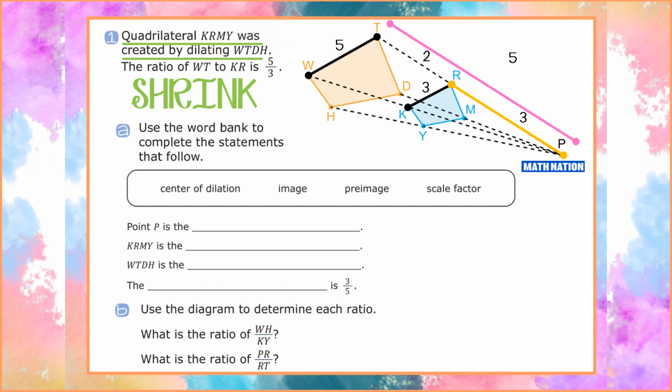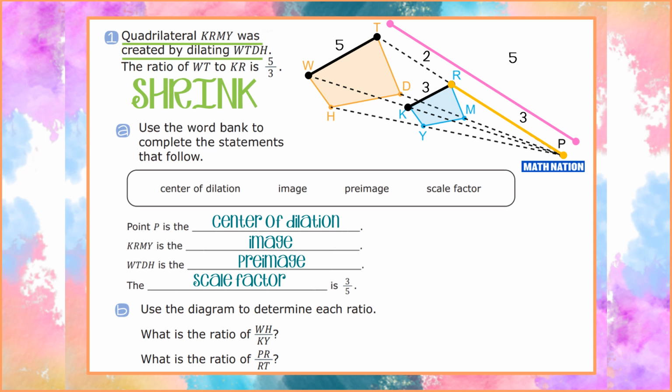All right, filling in the blanks. Point P is the center of dilation. KRMY is the image, because that's what we get after the shrink. WTDH, that quadrilateral, is the pre-image, and our scale factor is 3 to 5, because we're getting smaller. So it's 3/5. This has got to be between 0 and 1.